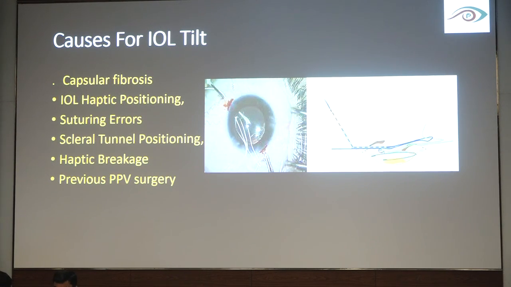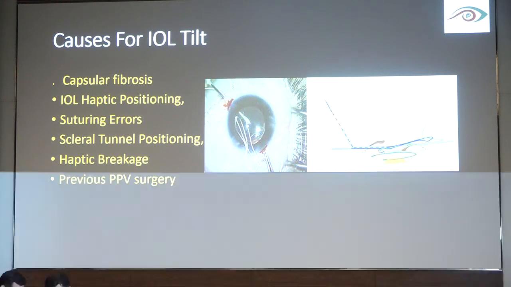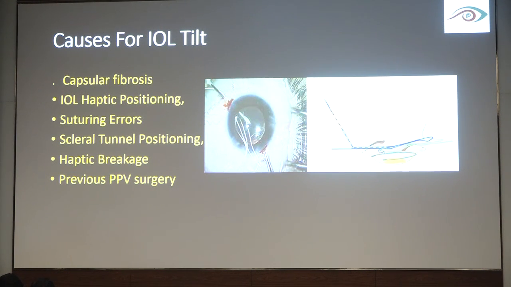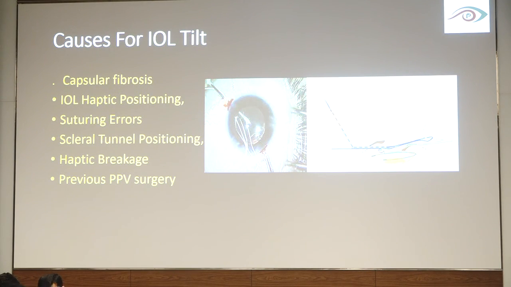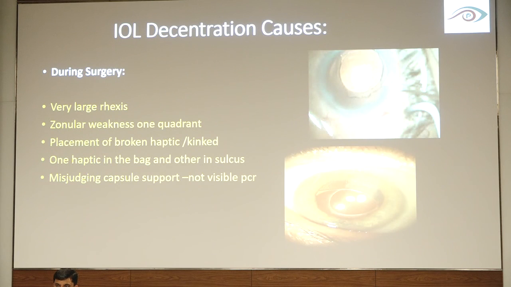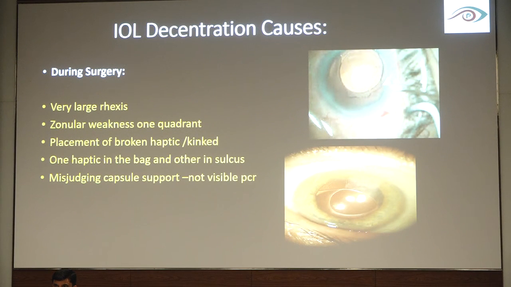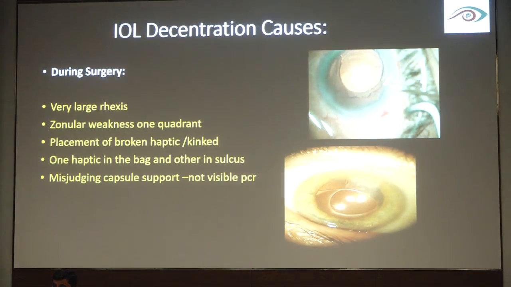In all of these patients, when your IOL is not in position, any of these factors can cause the IOL to move from its place. That is what is going to cause a tilt. For decentration, mainly during your surgery, if you have a large rhexis where the IOL keeps popping out from the rhexis, or a zonular weakness in one quadrant, the IOL will not stay in position and is going to keep tilting.